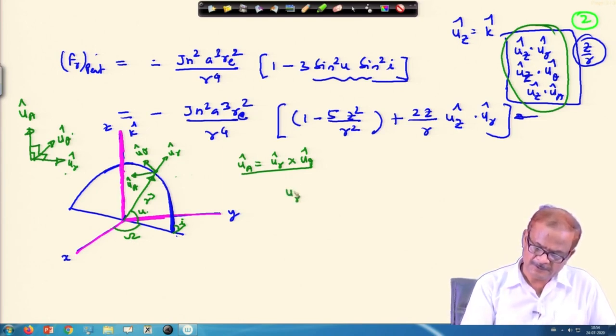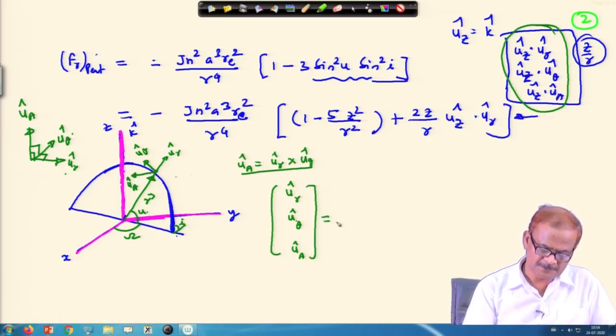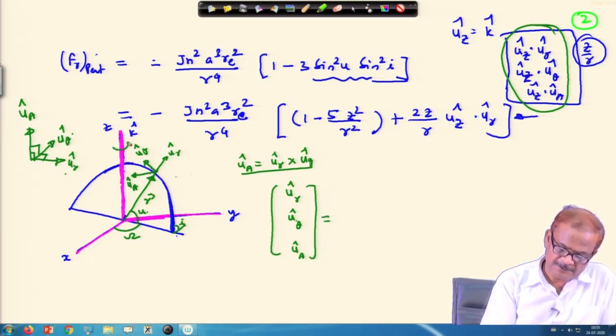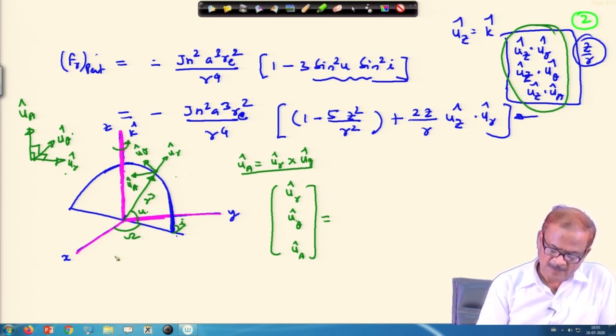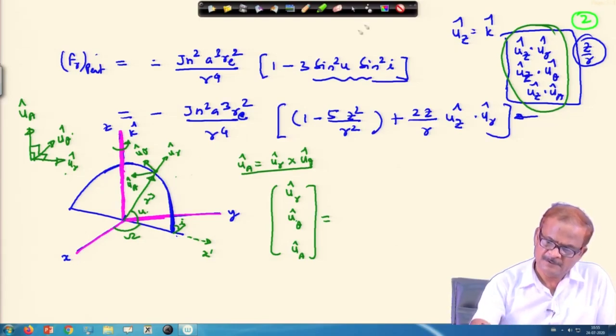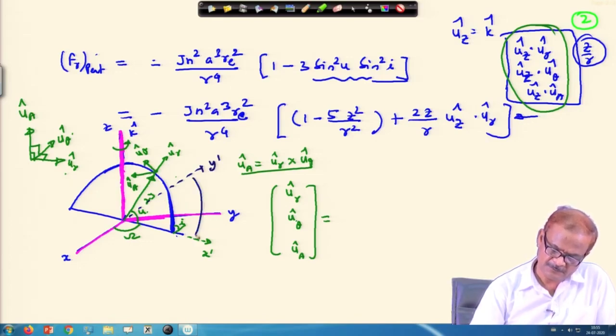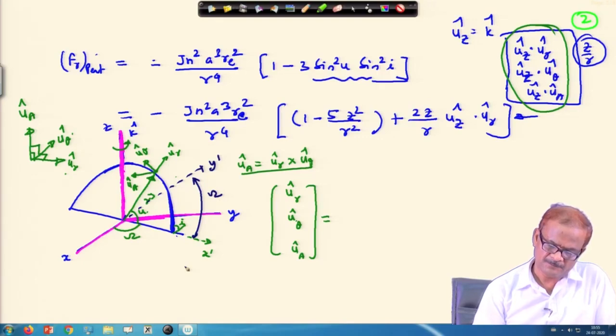So these unit vectors u_r cap, u theta cap and u_a cap can be arrived at by giving certain rotations. The first rotation we can give about this axis by capital omega. So your x axis will arrive here in this place. This will be x prime, and y axis similarly will go away from this place by certain distance, and let us say y prime comes here, and this angle from here to here will be capital omega. And z prime remains here in this place.